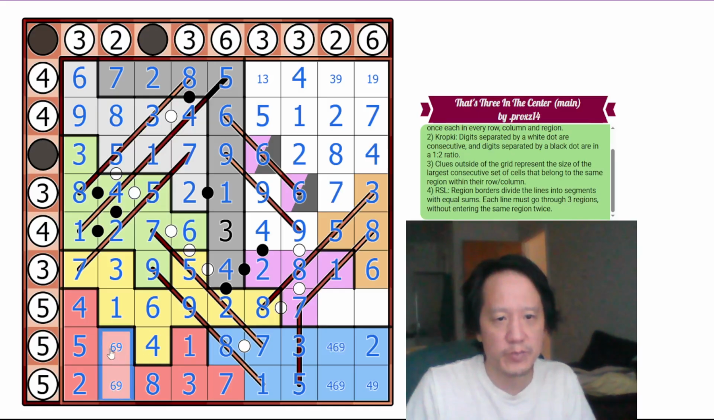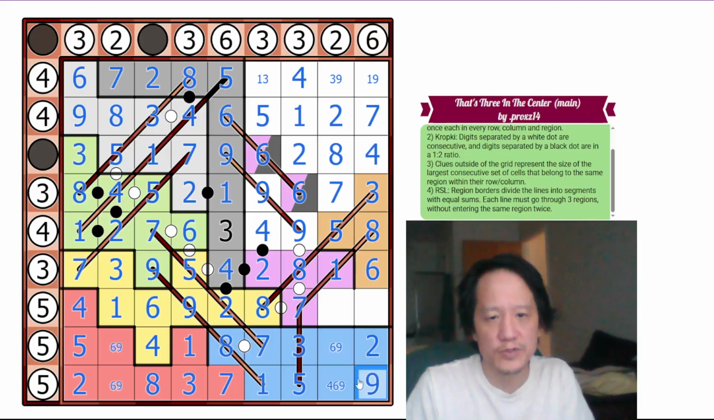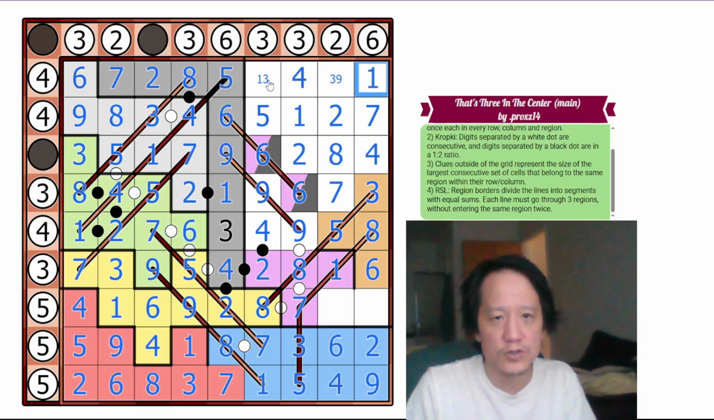This is a 6, 9 pair. That's fine. This can't be 4 because of the 4 in the column, so this is 9, which makes this 6, which makes that 4. This 9 eliminates 9 here, so that's 6 and 9. This 9 eliminates 9 here, so it's 1, which makes this 3, which makes this 9.